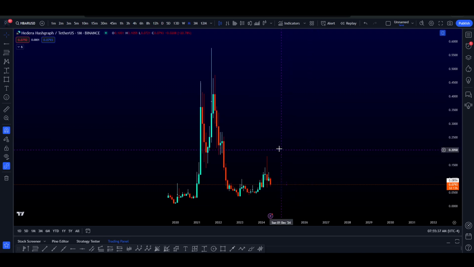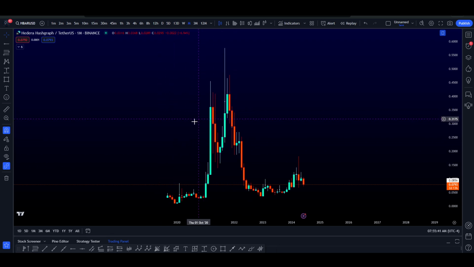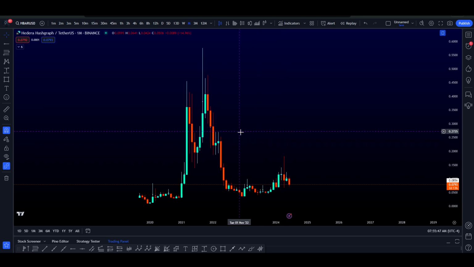Today I wanted to go over Hedera Hashgraph, HBAR USDT on the Binance chart. So let's go ahead and jump right into it.